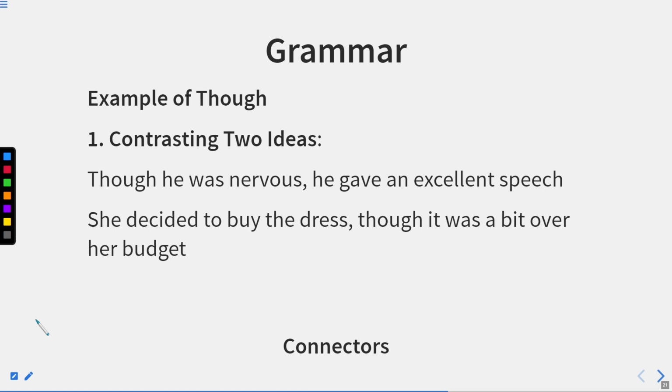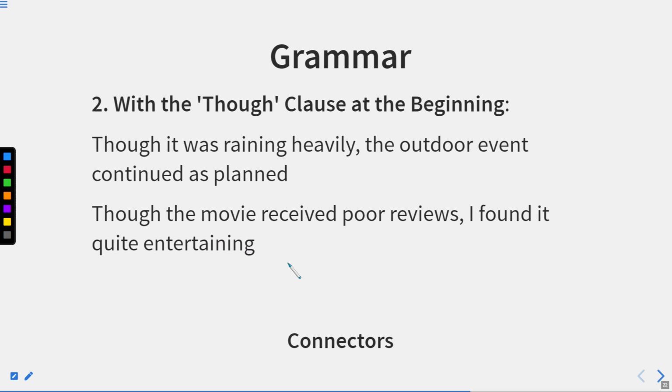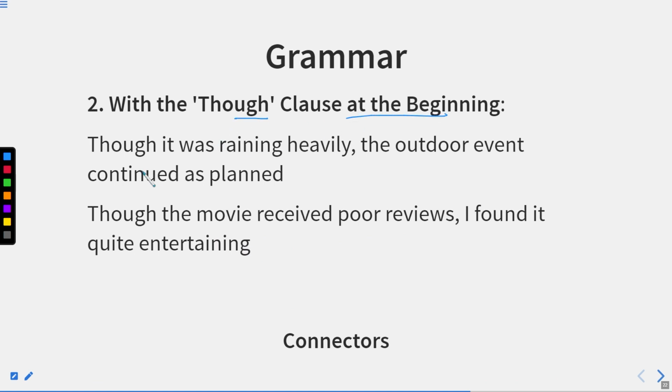Example of though, contrasting two ideas. Though he was nervous, she gave an excellent speech. She decided to buy the dress. So this is the first example. This is another: she decided to buy the dress, though it was a bit over her budget. So though is showing the contradiction. With the though clause at the beginning: though it was raining heavily, the outdoor event continued as planned. So this is first and this is second.